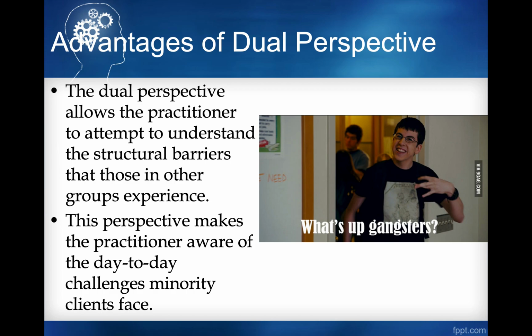The dual perspective allows a practitioner to attempt to understand the structural barriers that those in other groups experience. This perspective makes the practitioner aware of the day-to-day challenges minority clients face. And of course, you need to be aware of this. And that's what is happening here with McLovin. He calls people gangsta, and he's trying to incorporate his dominant culture with the black culture.